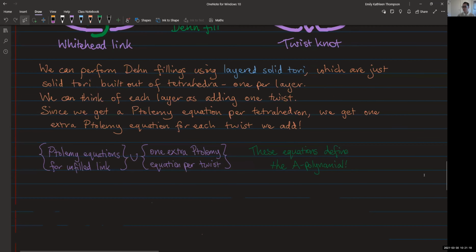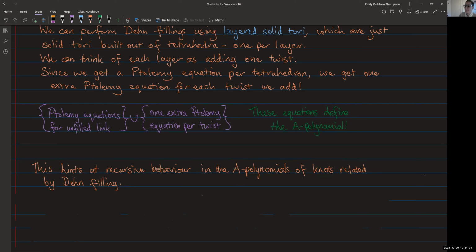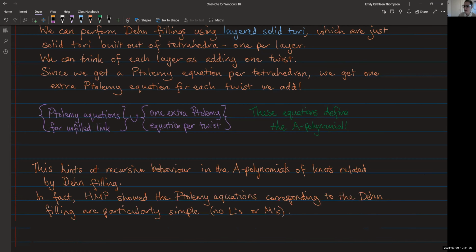Okay, so this is very nice. And basically, it's feeling fairly recursive. And so this is the sort of behavior that we're playing on here. So Howie, Mathews and Purcell also showed that the Ptolemy equations that come from the Dehn filling are actually really simple. So we don't even have L's or M's in those equations. So they are just the gamma variables.